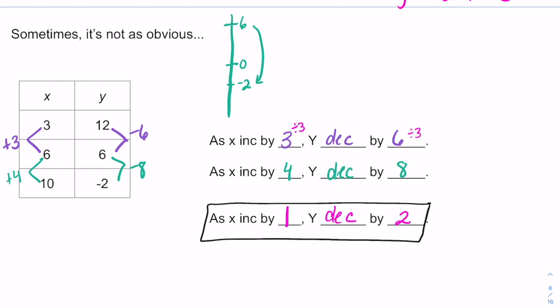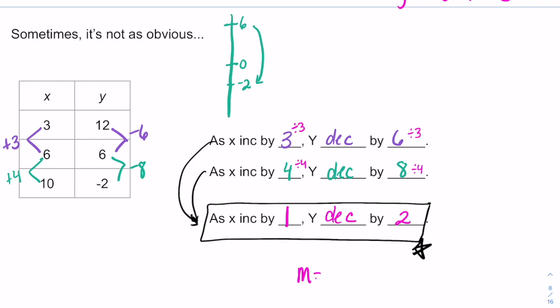And then if we look at the second sentence, if we were trying to go from 4 to 1, we would have to divide by 4. So we would also have to divide the 8 by 4, and 8 divided by 4 is also 2. So both of those sentences can be scaled down to the sentence, as x increases by 1, y decreases by 2. So that's our sentence that states our unit rate.